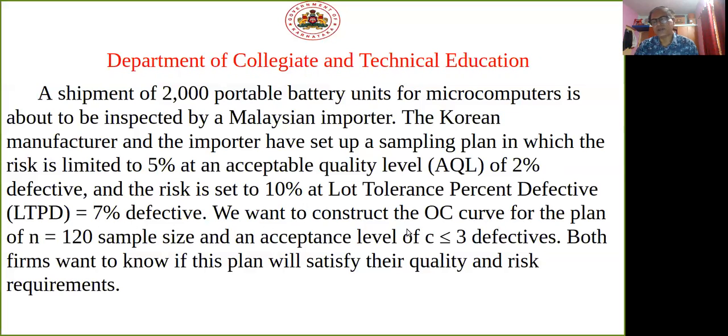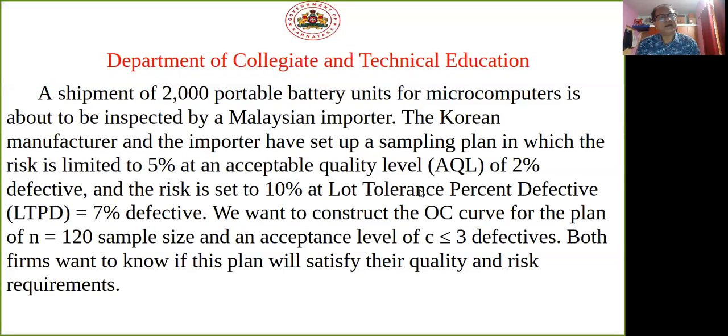We want to construct the OC curve for a plan of n equals 120, that is the sample size, and the acceptance level c equals, that is, 3 or fewer defectives. Both firms want to know if this plan will satisfy their quality and risk requirements. So this is the problem.